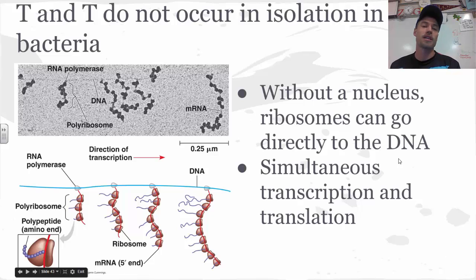Now, prokaryotes, because they do not have a nucleus, transcription and translation can actually happen concurrently, right? They can be happening at the same time. Here's how. The RNA polymerase produces the mRNA. As the mRNA is being produced, ribosomes will attach to it and begin to produce the polypeptide. So the processes can be occurring at the exact same time, which I think is a really cool thing.